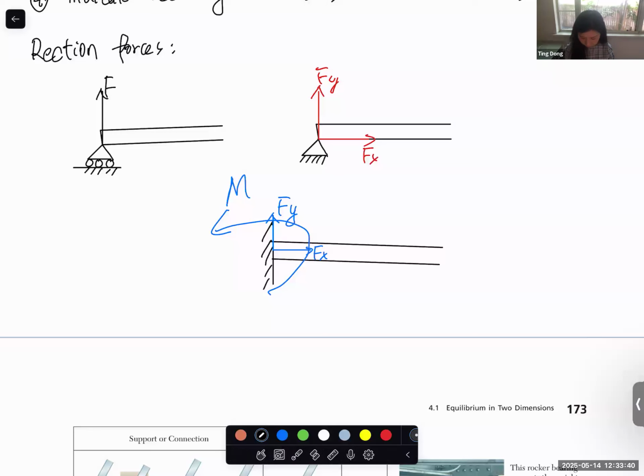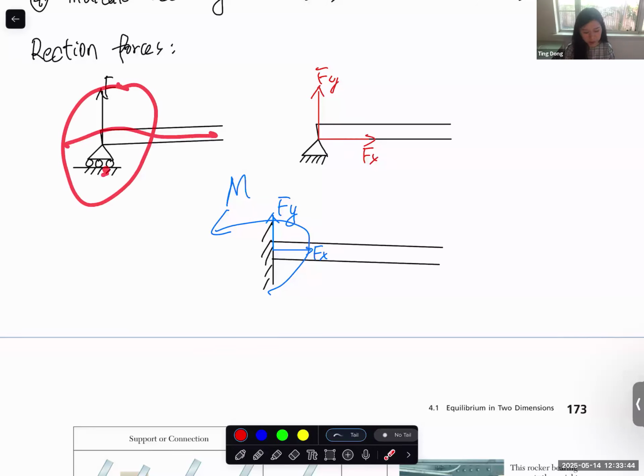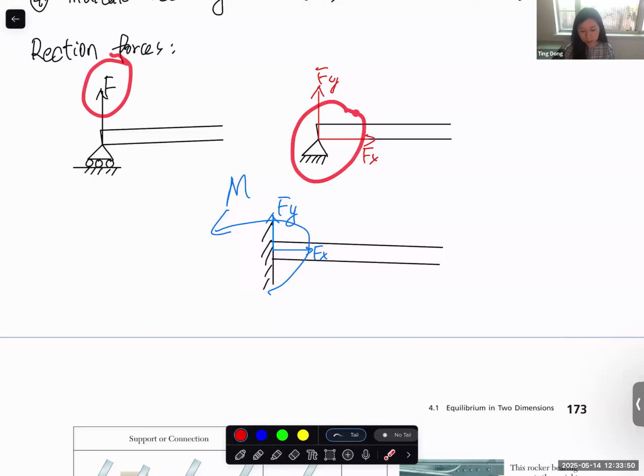For example, for this one, it's free to move in the X direction, but it's constrained, it cannot move in the Y direction. So it should provide reaction force in the Y direction. And for the pin joint, it is constrained from moving in X and Y. So that's why it should have reaction force in the X and Y. And a lot of times it's unknown.